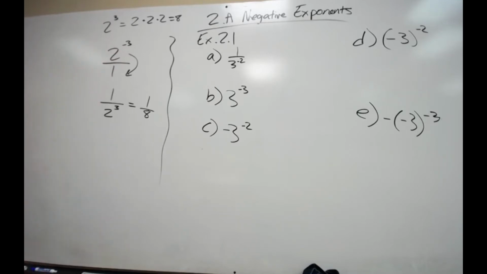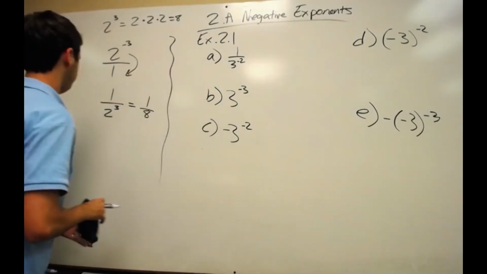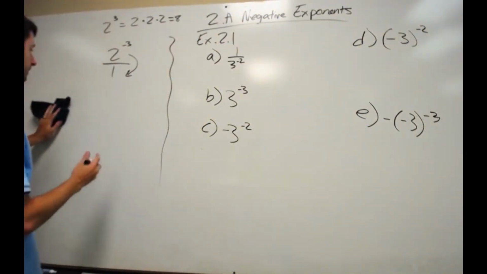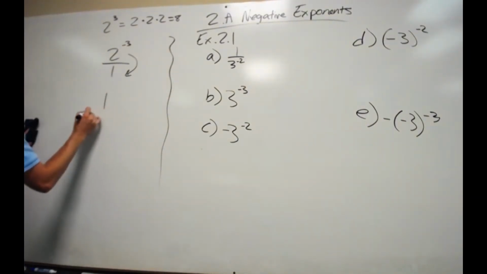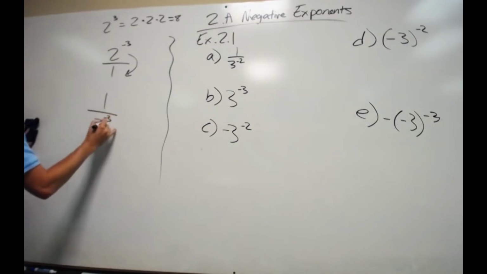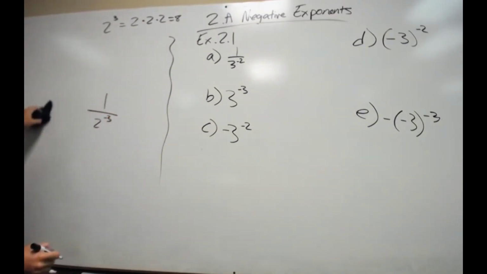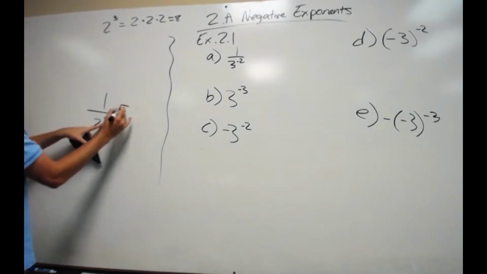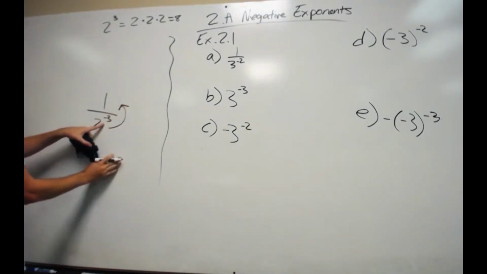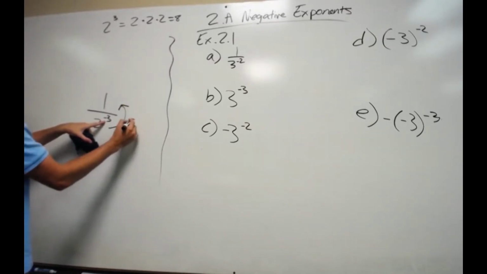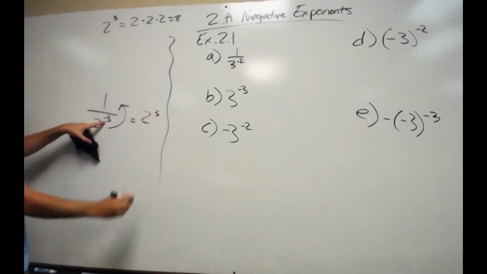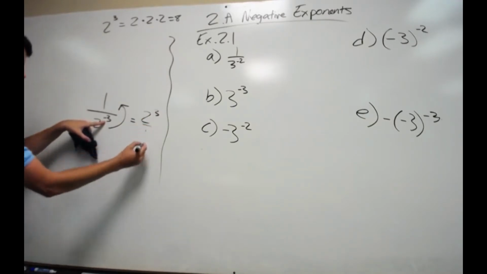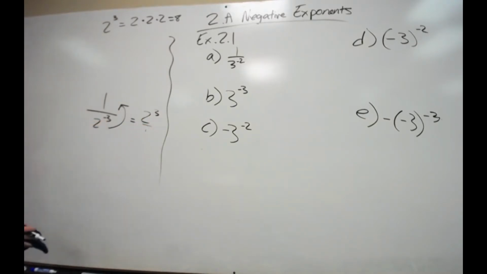If I had 1 over 2 negative cubed, well, I would simply switch the 2 to the numerator, and that would turn the exponent positive. So that would be 2 cubed over 1 if you wanted to look at it that way. So the answer would be 8.